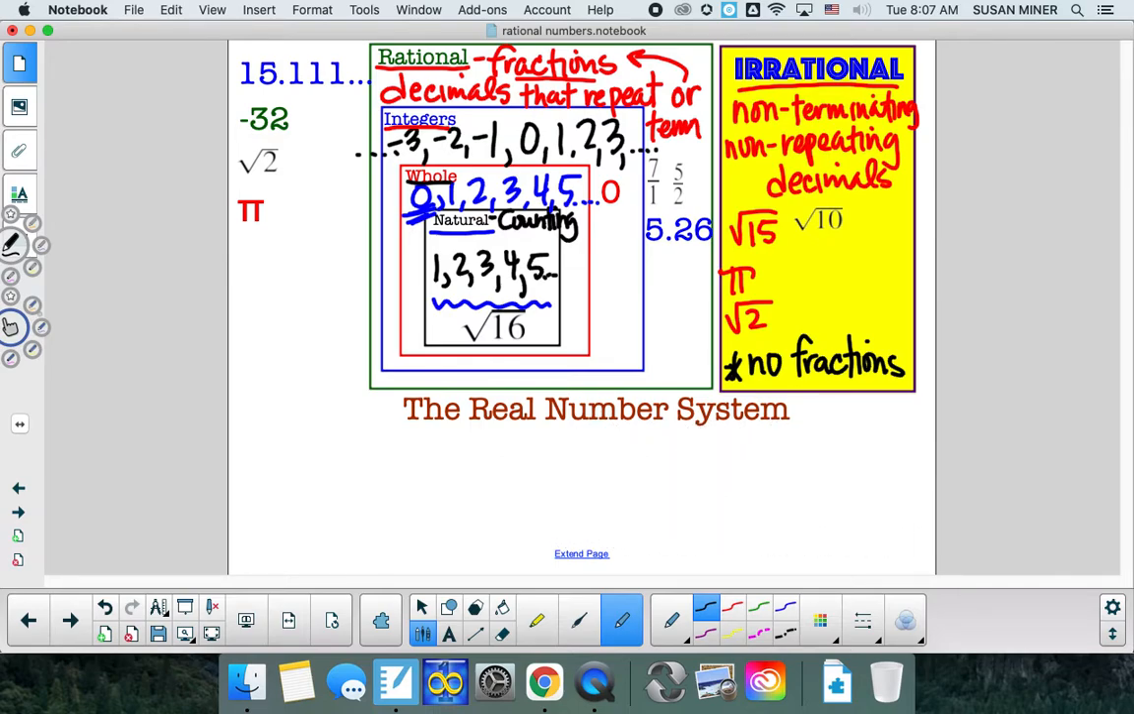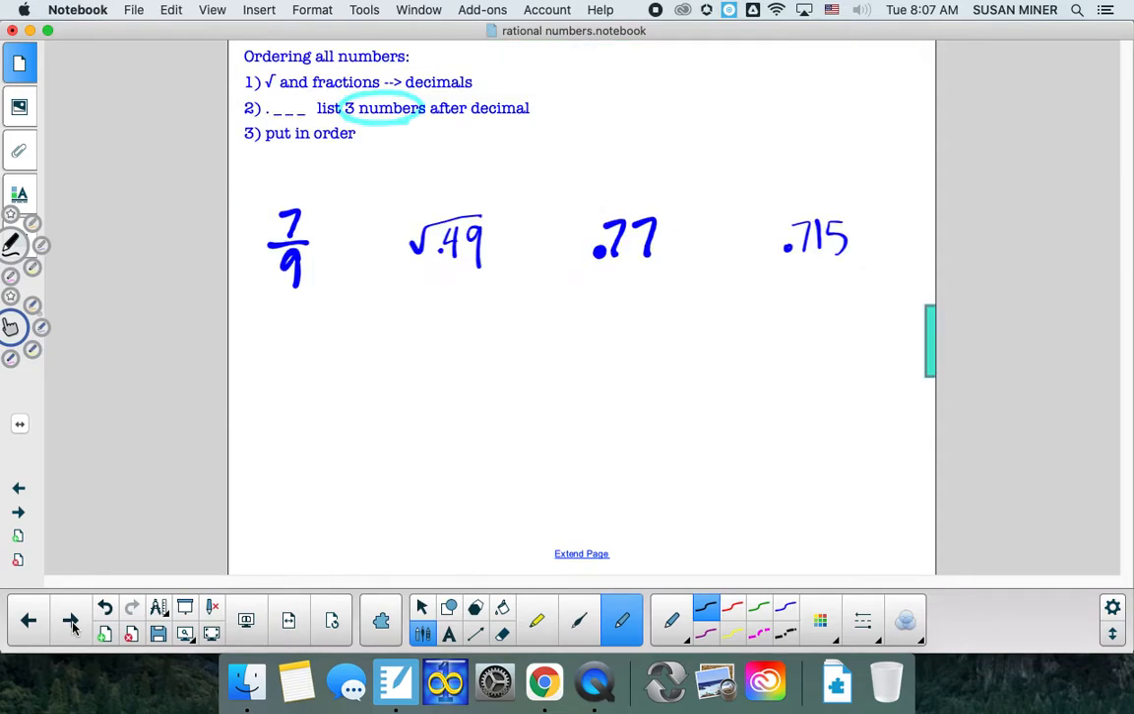Okay, hopefully you can see and you can practice maybe putting some of these others into the categories that they belong to. All right, the last part of our assignment for today is just ordering, putting these numbers in order. And so on your assignment today, you're going to be asked to put some numbers in order from least to greatest.